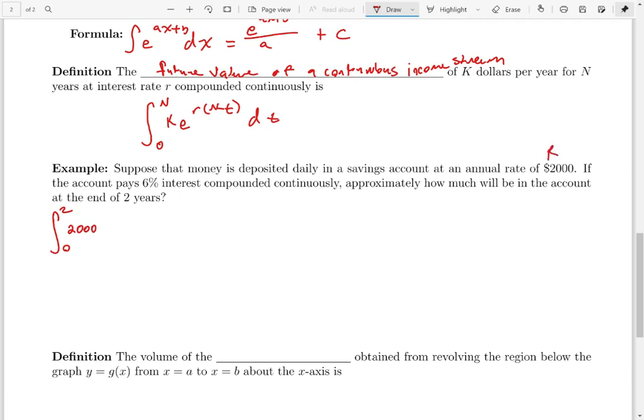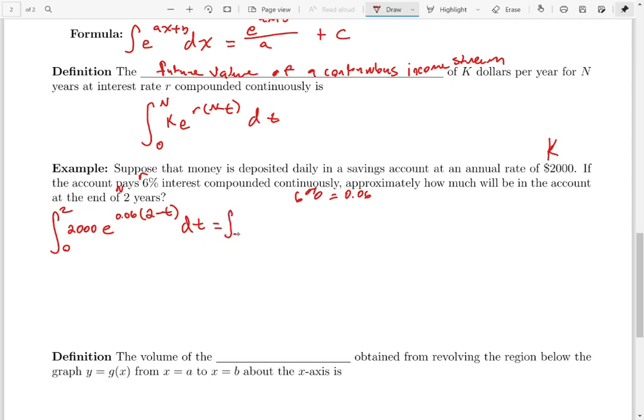So here is our k, here is our r, here's our capital N, 2 years. Okay, so 2,000 e to the r. Remember that 6% is 6 divided by 100, or 0.06, and so that's 0.06 times n minus t, which is 2 minus t dt. Well then, if you want to clean this up, we can go ahead and distribute that 0.06.